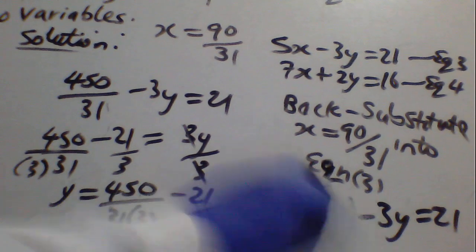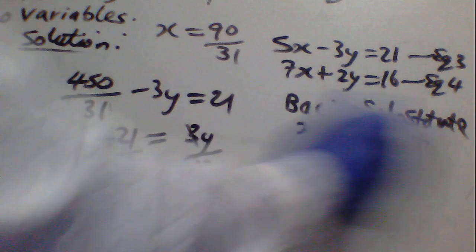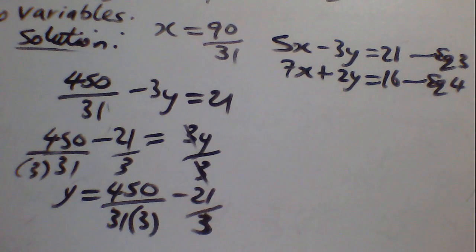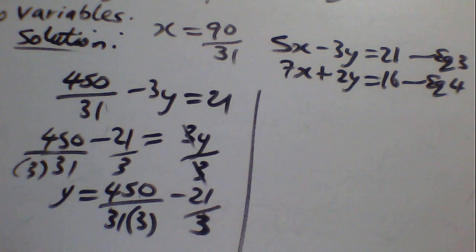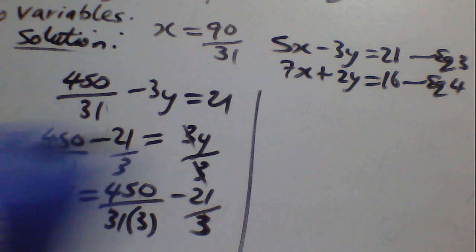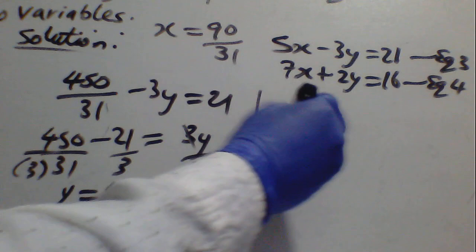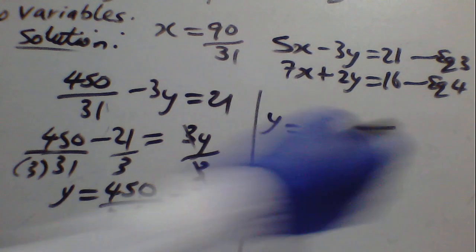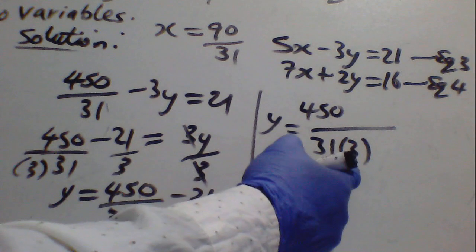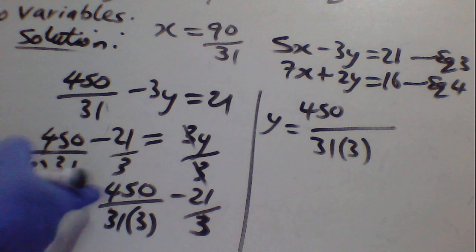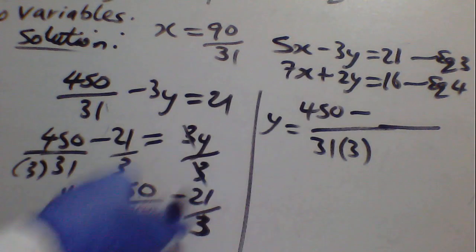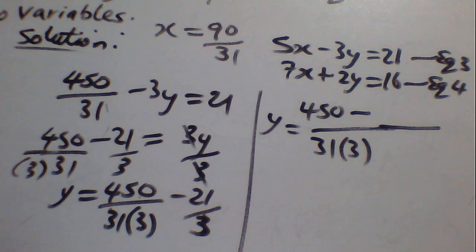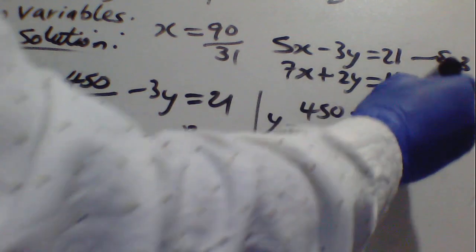So what is the next thing to do? The next is to simplify the equation. So from here, we have the LCM of these two fractions, which is 31 multiplying 3. So we have 450. 31 multiplying 3 divided by 31 multiplying 3 will give us 1. 1 times 450 will give us 450. Minus 31 multiplying 3 divided by 3 will give us 31. 31 times 21. 31 times 21 will give us what? It gives us 651.